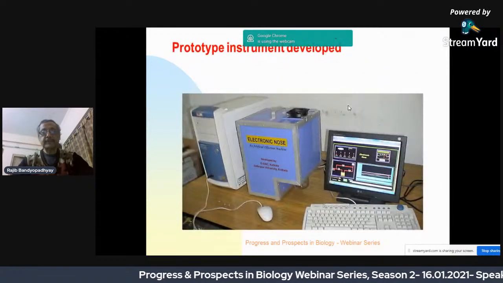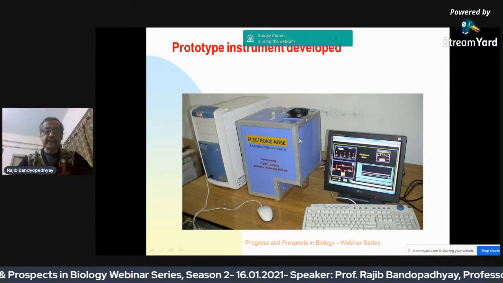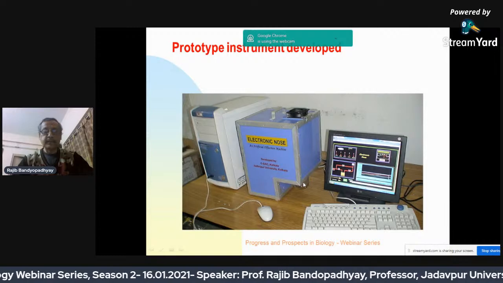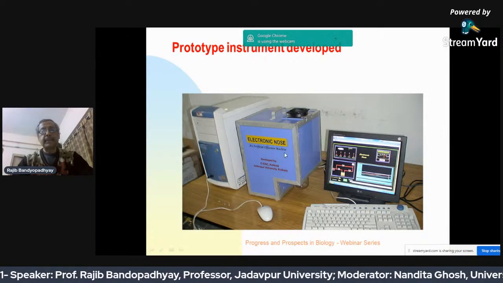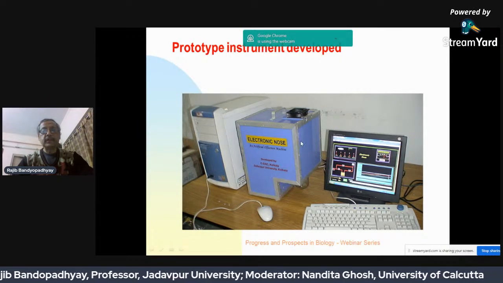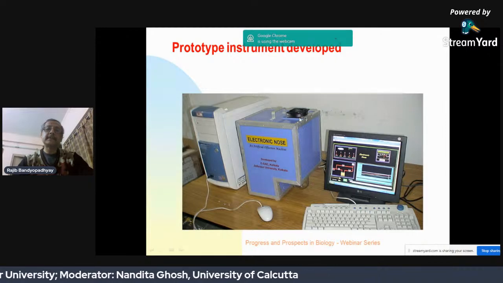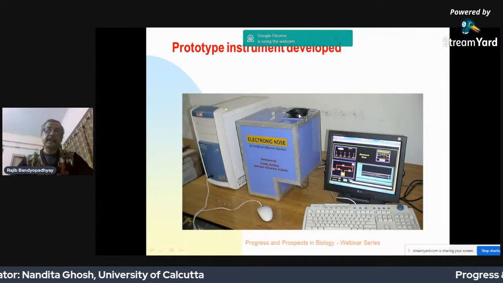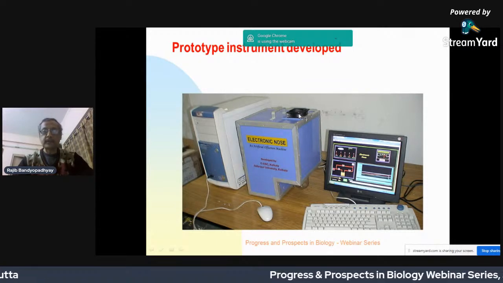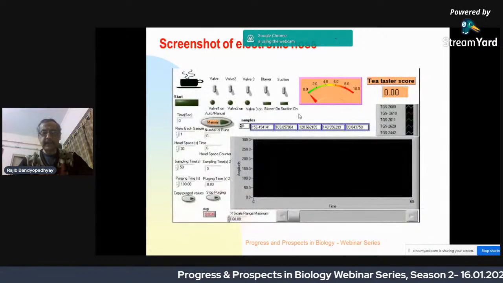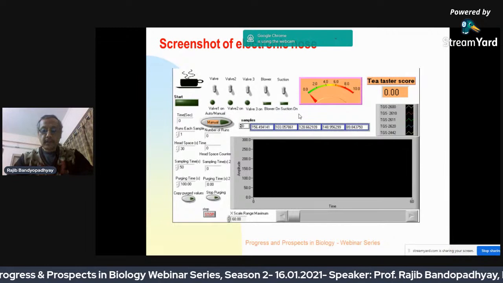Okay, so this was the first prototype that was developed, and you see there's a fan here, and this is the sample holder where we put the tea samples or some other sample for odor collection. There's a pumping arrangement by which the odorant molecules are taken to the sensor array, dragged by the fan so that they hit the surface and then go out. After some time, there's a mechanism to purge the sensor.